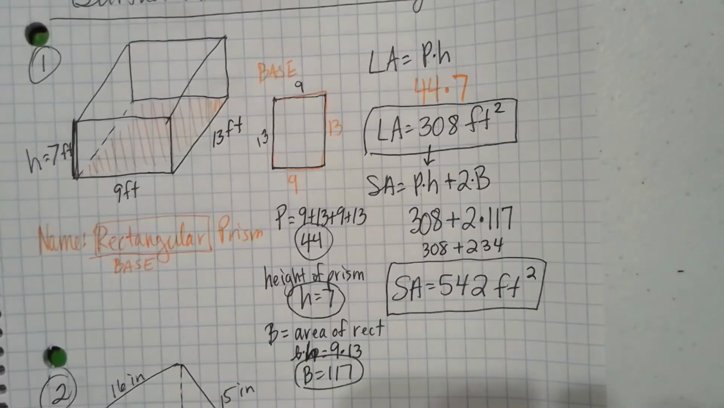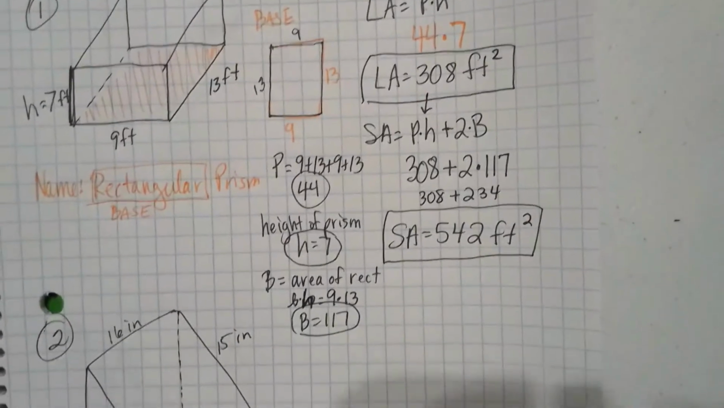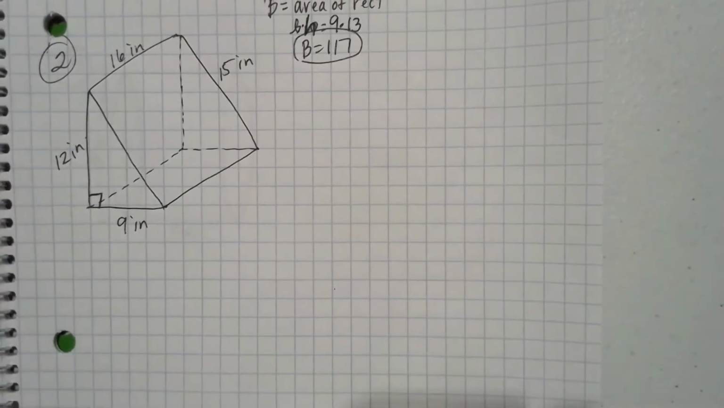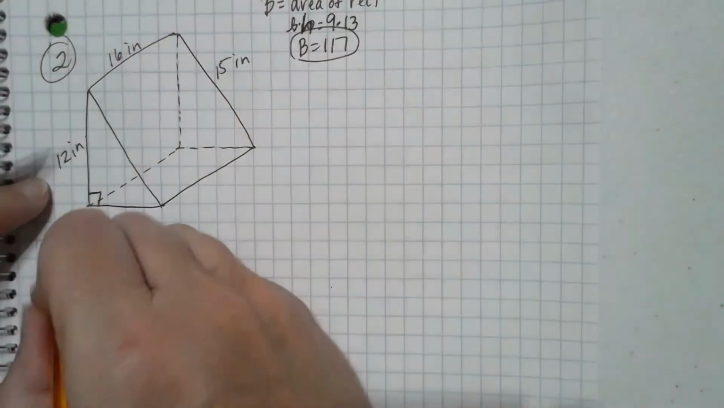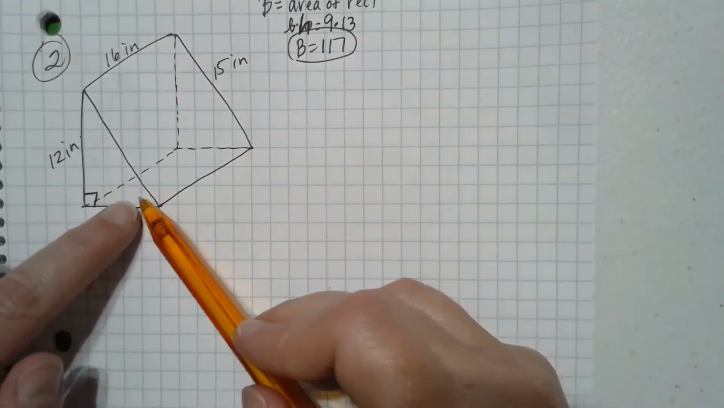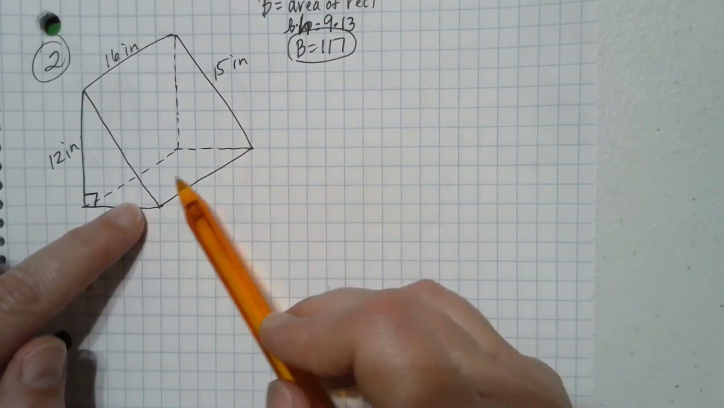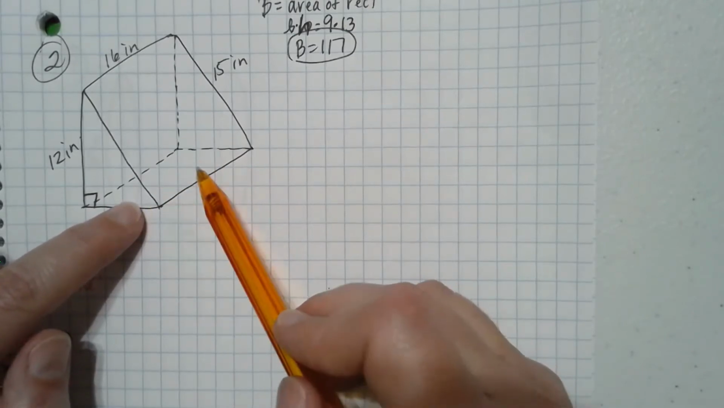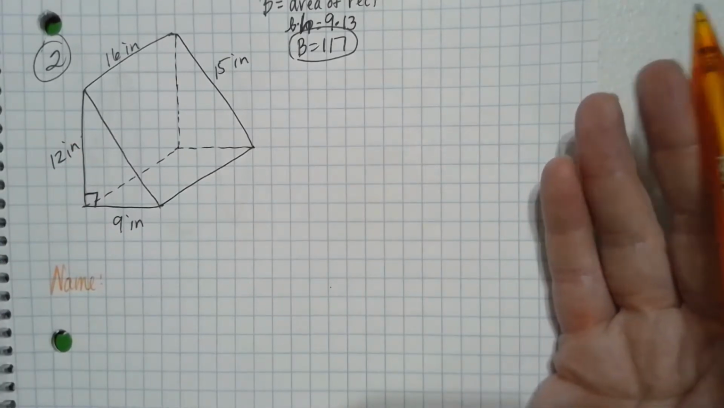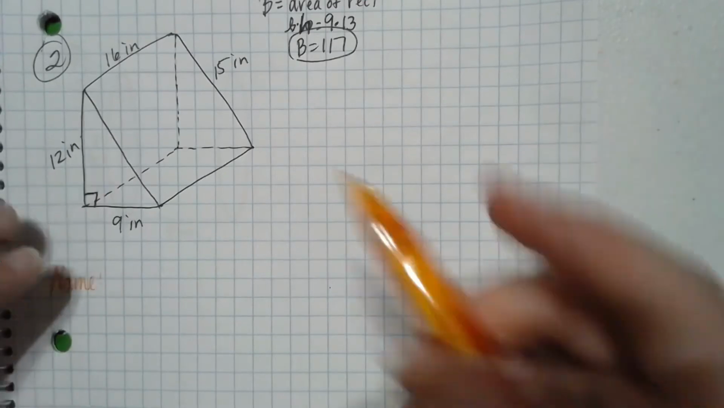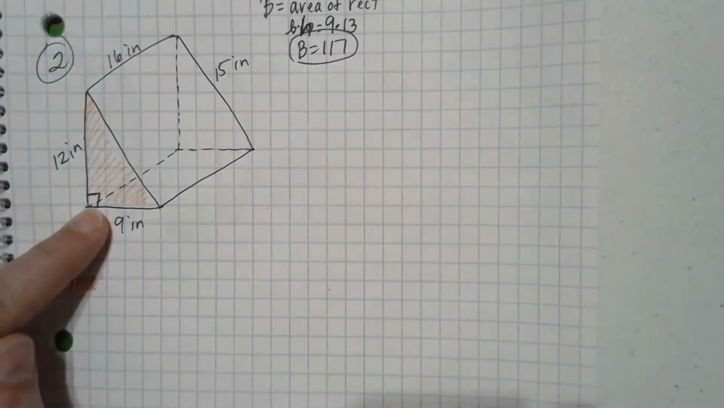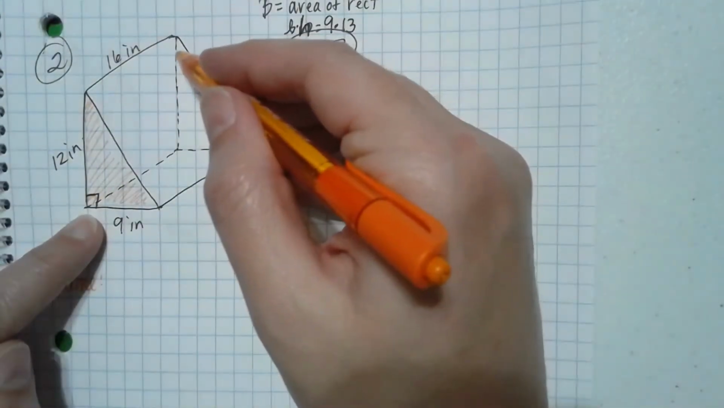All right, let's try a triangular prism. Okay, so the name of this shape I just said is a triangular prism. Now notice that it is sitting on a rectangle. Now just because it's sitting on a rectangle, if you say that's the base, that would make this a rectangular prism. Does this look like a shoebox or a cereal box? Those are rectangular prisms. This is not a rectangular prism. This has a triangular base. It just happens to be on the side.